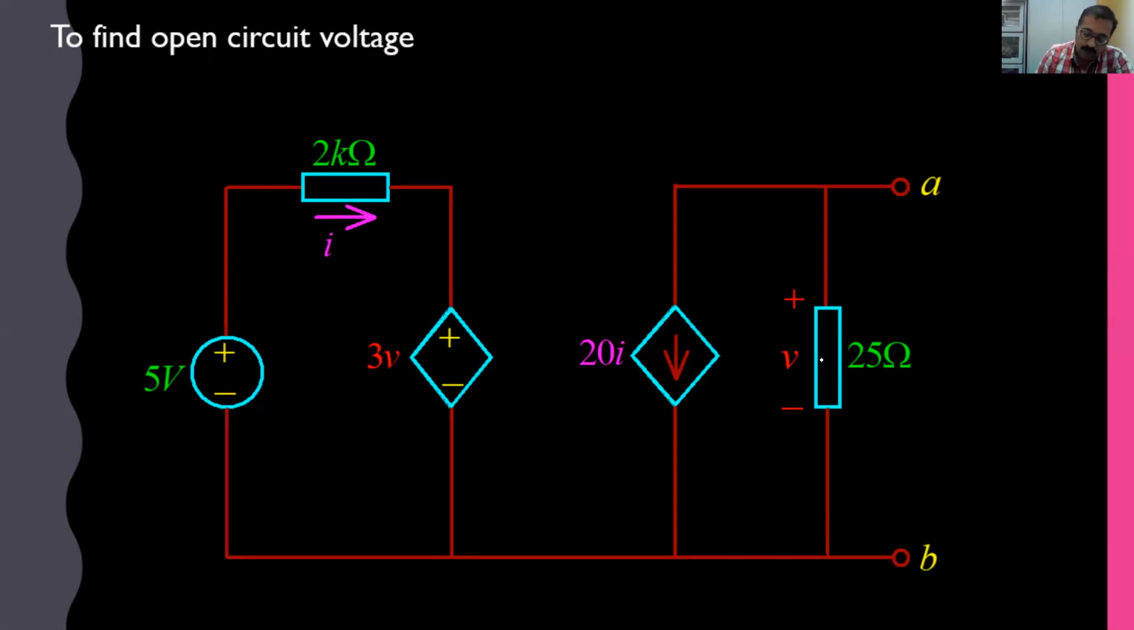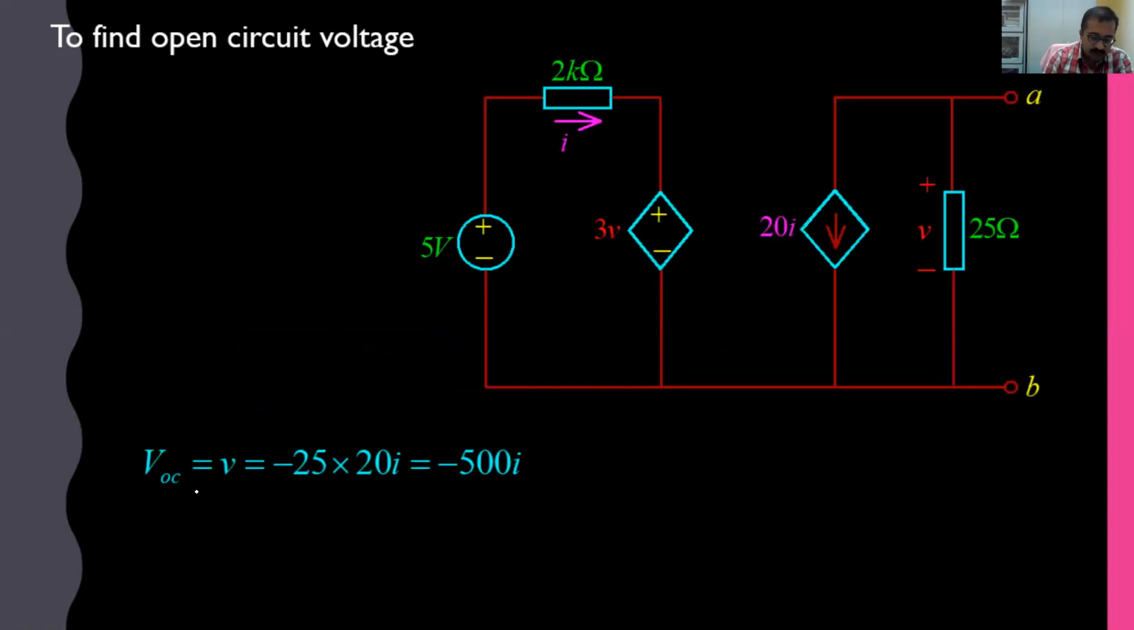So here this is a closed path. Current starts flowing, right? So what will be the open circuit voltage? It will be opposite to that, it will be minus V. So you will get minus 25 into 20I, that means minus 500I. That will be your open circuit voltage, right?